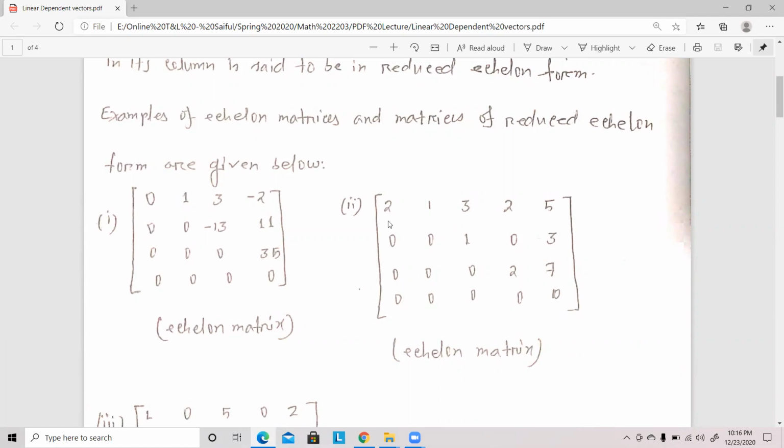It is also an echelon matrix or echelon form because here there are two zeros, and in the third row there are three zeros, and then all are zeros. So the number of zeros is increasing sequentially. Here also there is one, there is two, here there is three zeros, and here all are zeros. So the number of zeros is increasing sequentially. That's why this form is an echelon form and this matrix is an echelon matrix.